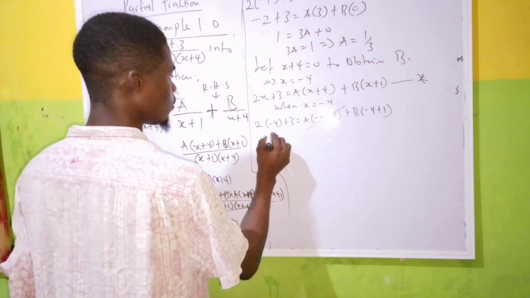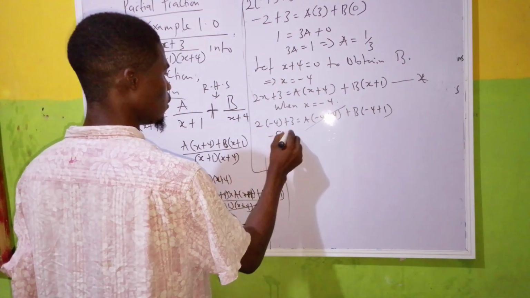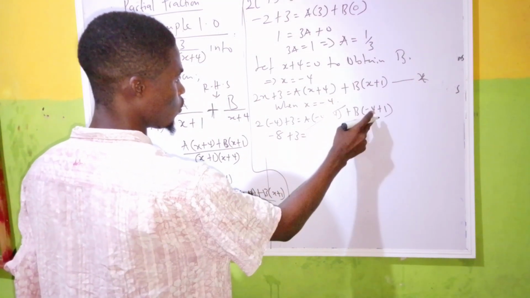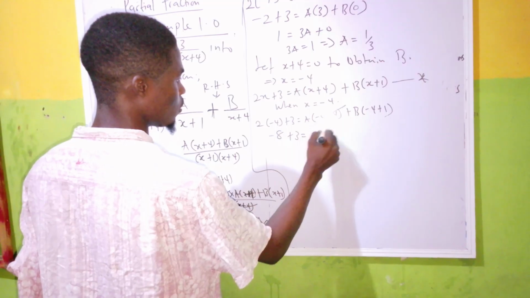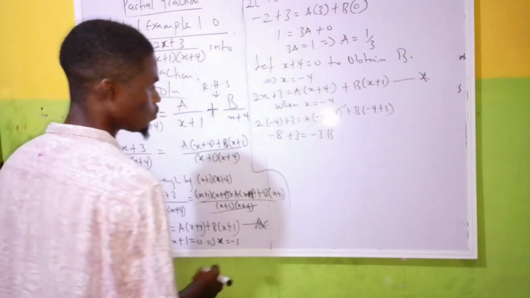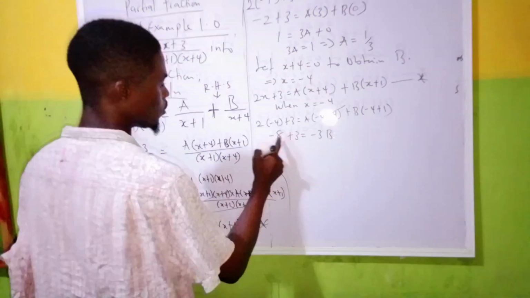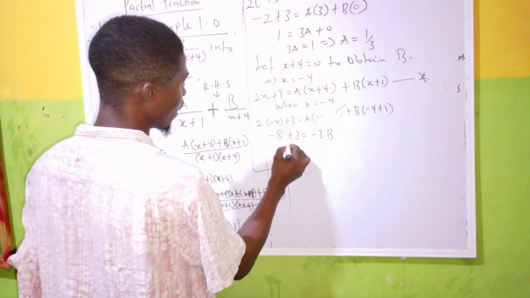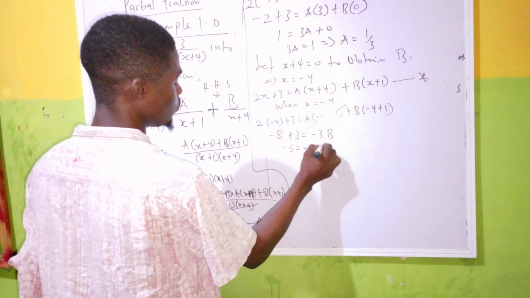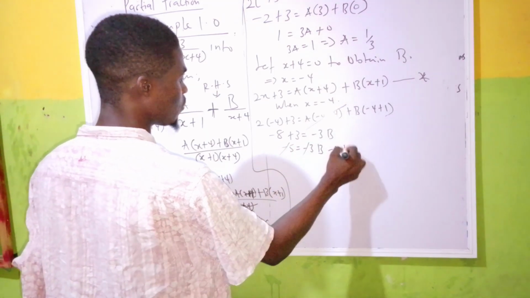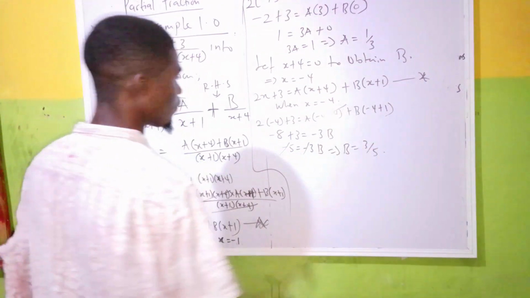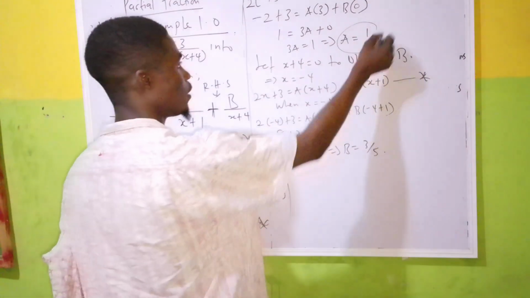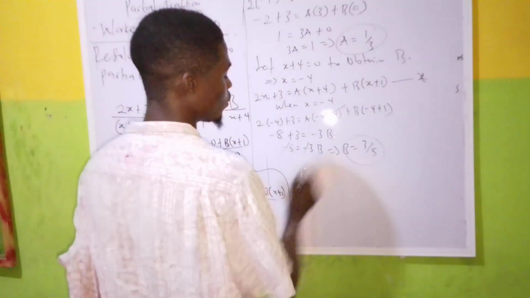So we are having minus 8 plus 3 is equals to what? Is equals to minus 4 plus 4, that is 0, and b times minus 3. This one, minus 4 plus 4 is 0. So that's why I cancelled it out. So you're having what? Minus 8 plus 3, that is minus 5, is equals to minus 3b. Then this one cancels this. It implies that b is equals to 5 over 3. You can see that way, it's very easy. So we've been able to show that a is equals to 1/3 and b is 3/5.